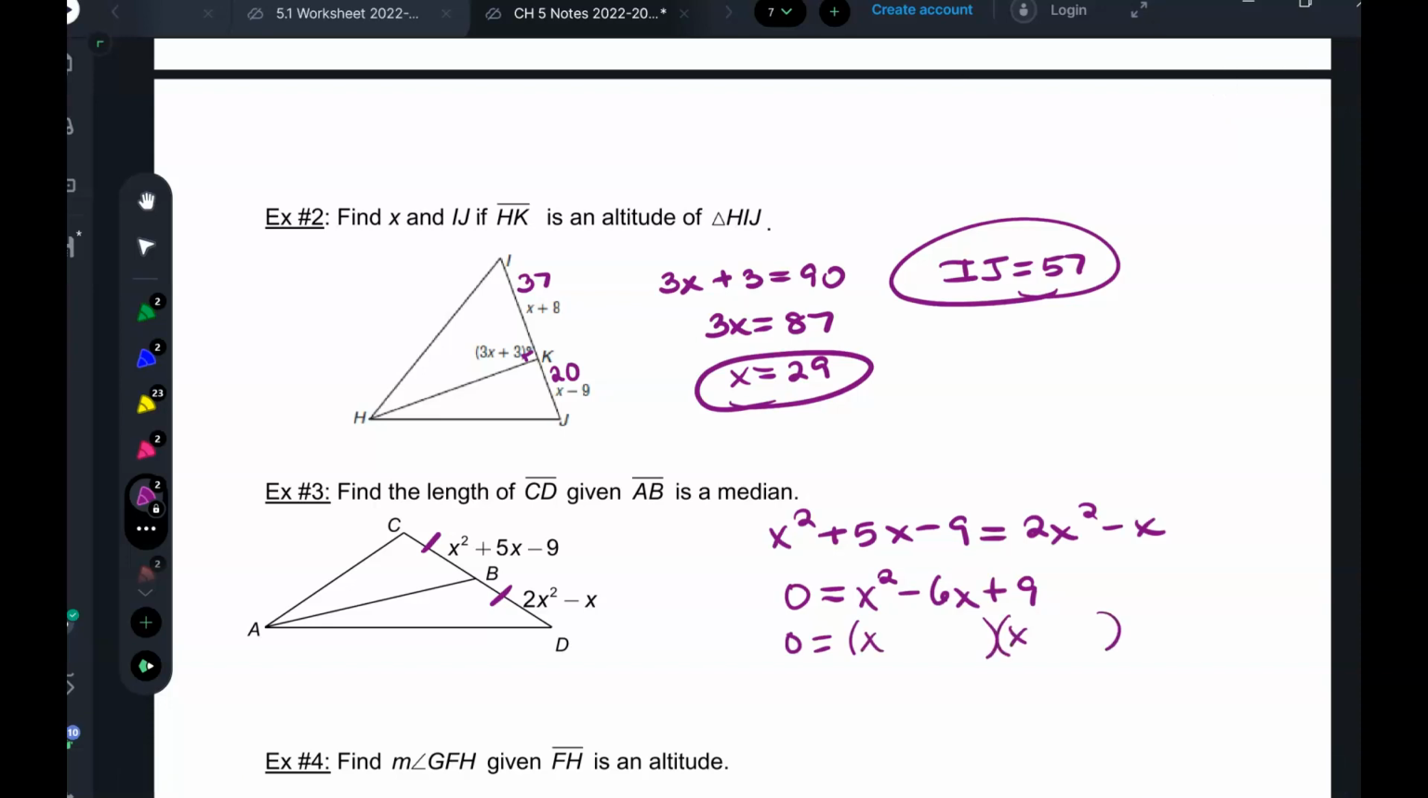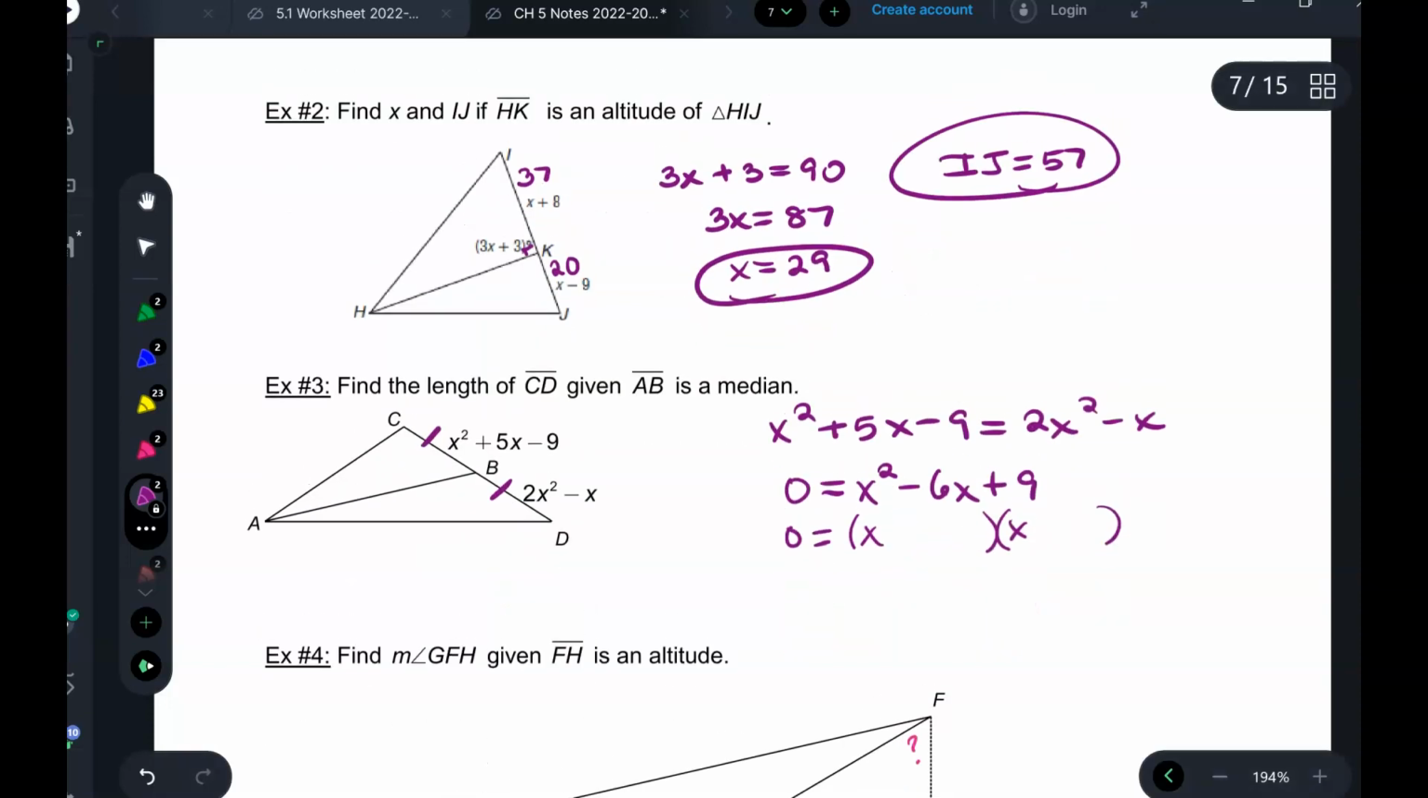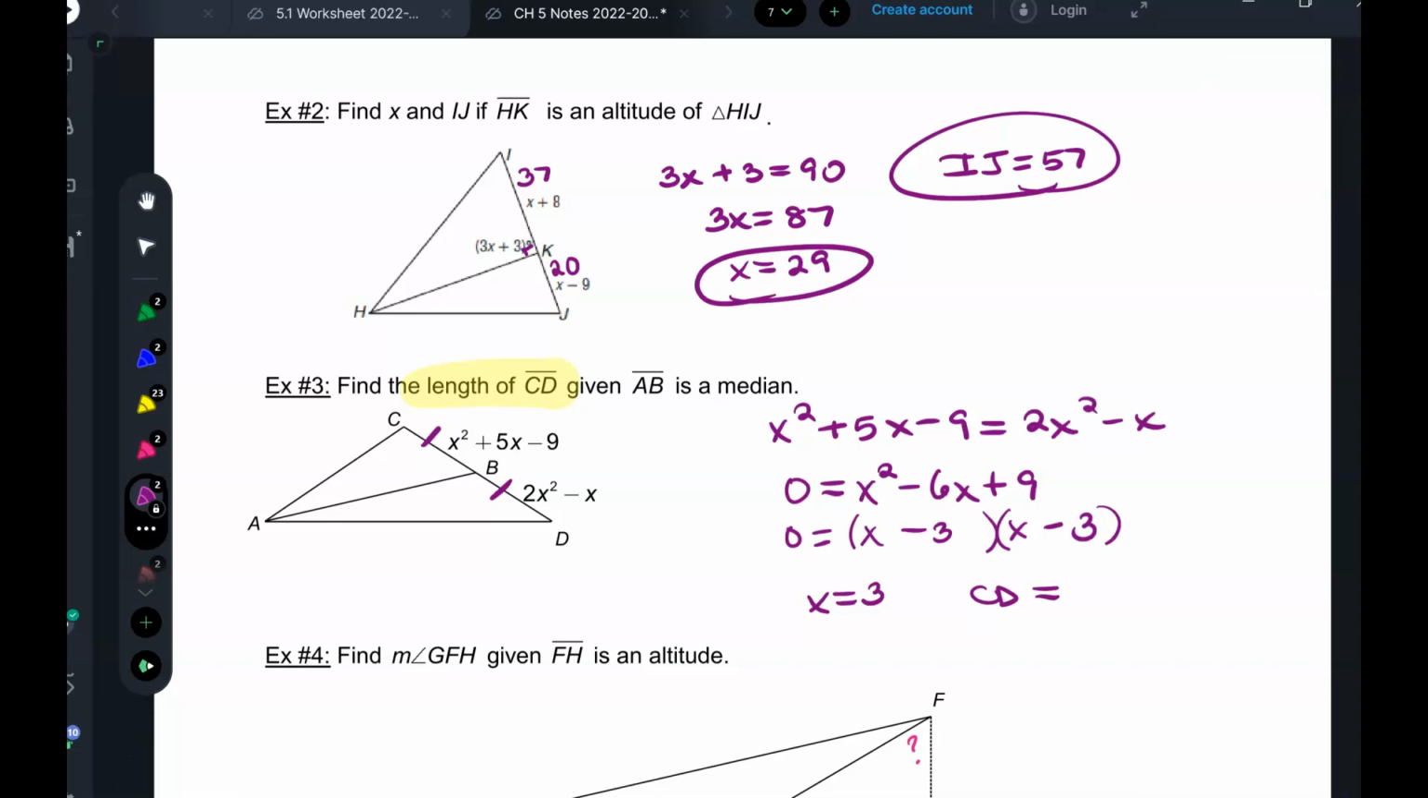Remember our factoring. Two numbers that multiply together to give us 9 and add up to negative 6, so negative 3 and negative 3. x equals 3. Just x equals 3. Now, what am I actually looking for? CD. So let's plug that in here and see what we get.